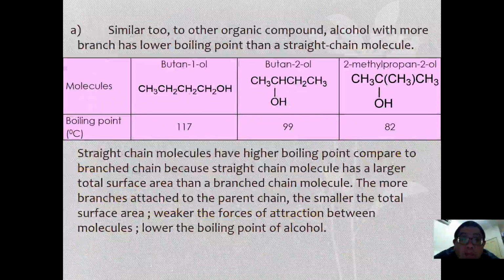So what is the effect of a straight chain and a branched chain? As usual, a straight chain alcohol will have the highest boiling point, followed by a branched chain, and the more the branching, the lower the boiling point.